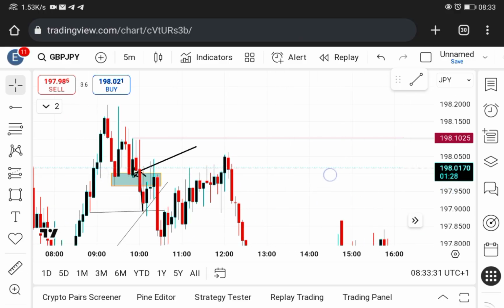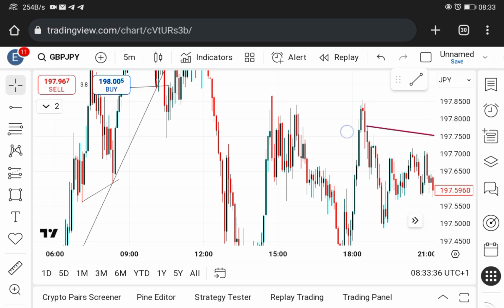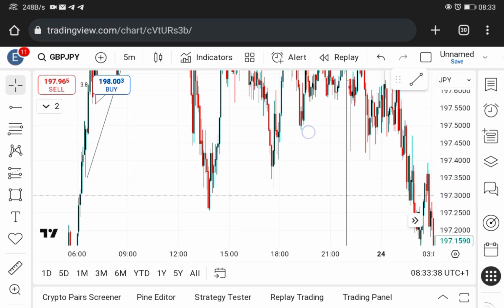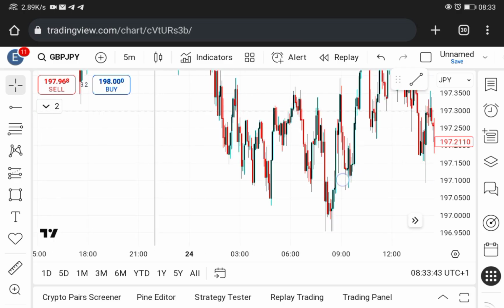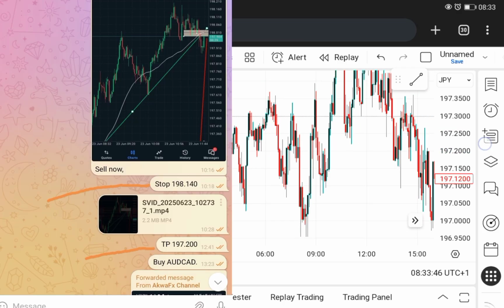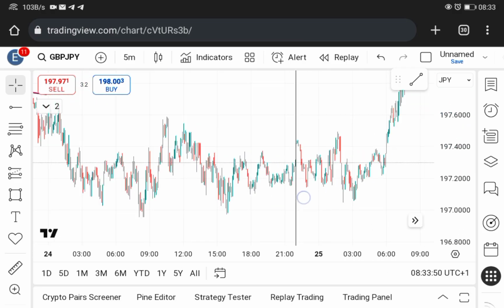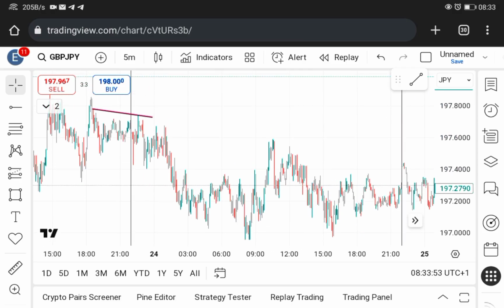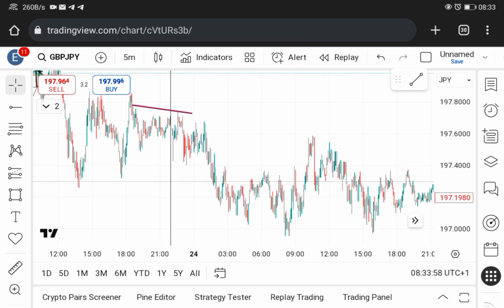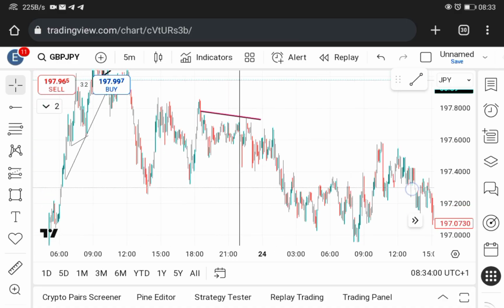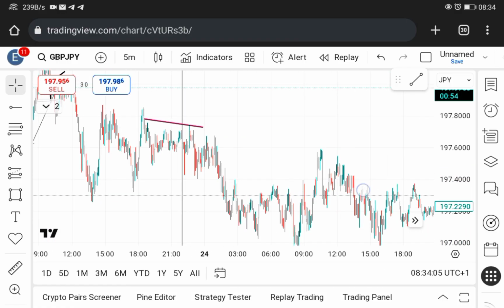But what happened? The market pulled back and you can see the bear. I said we should take profit at 197.200, but we took our profit before that point. We took our profit before then. So that was what we got on UEP JPY.